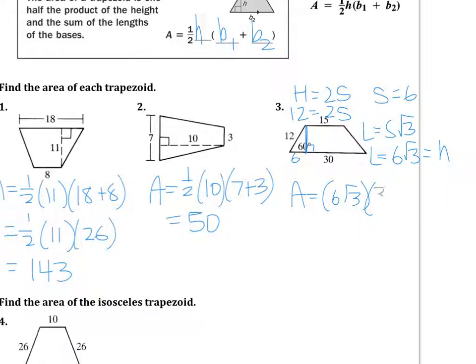So the area is 1/2 the height times the sum of the two bases. So you end up with 45 times 6. Oh, I forgot the 1/2, sorry. So you end up with 3 times 45, which is 135 root 3.